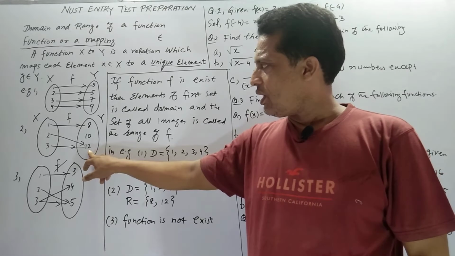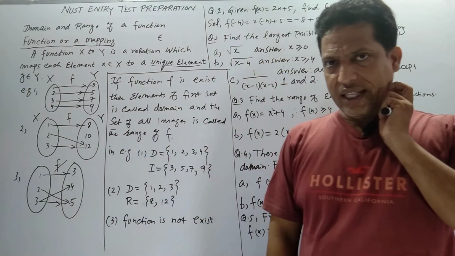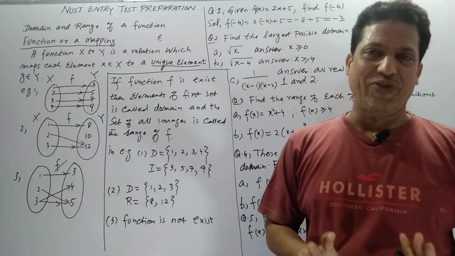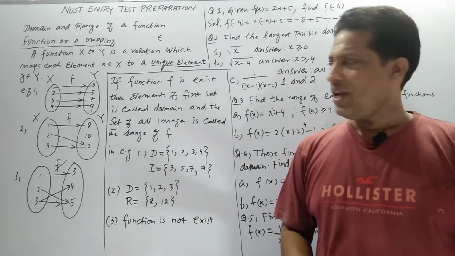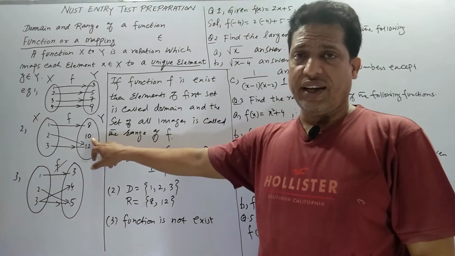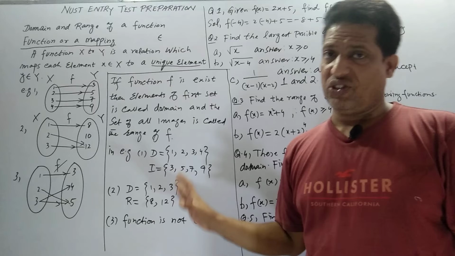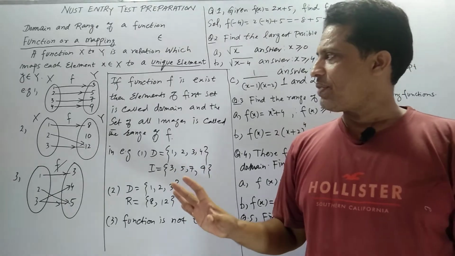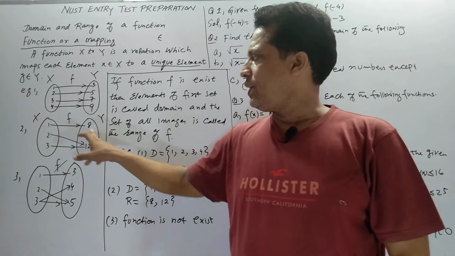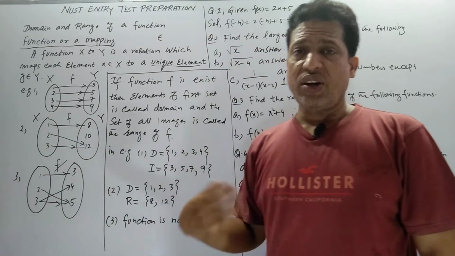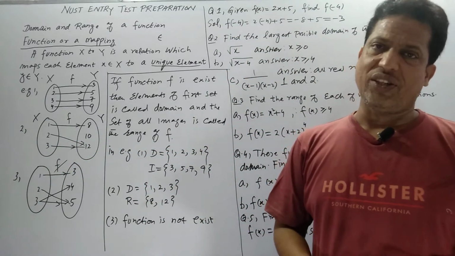It is a function. It is not necessary that all elements of the second set are involved. Not necessary. So if 10 is not involved, no problem. It is still a valid function, because 1 goes to 8, 2 goes to 12, 3 goes to 12. If 10 is not involved, no issue, it is a function.